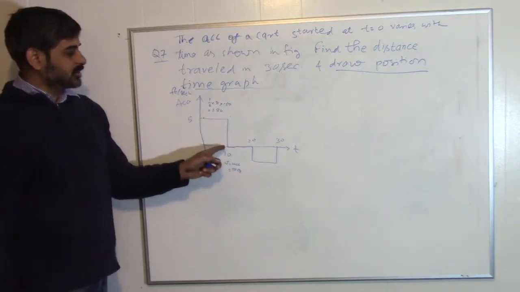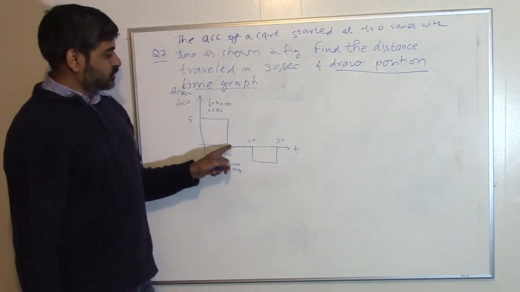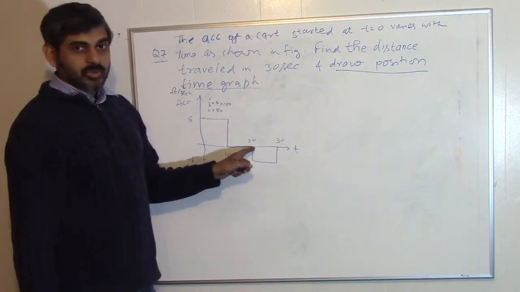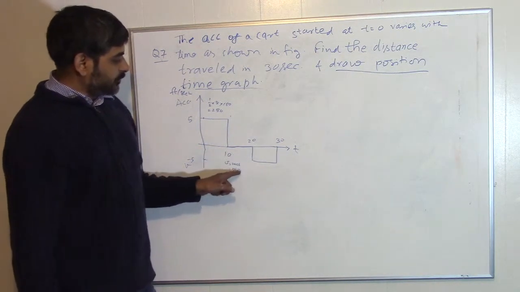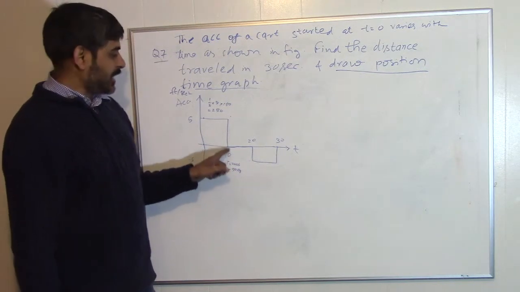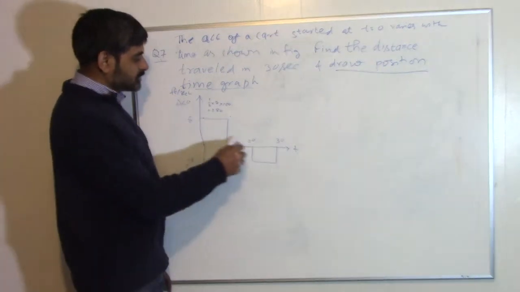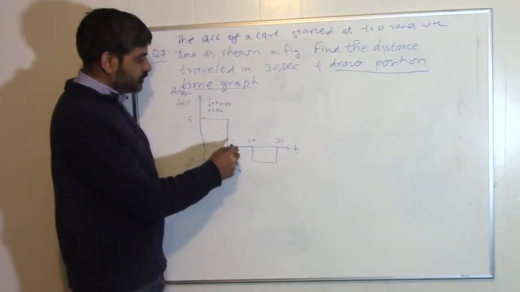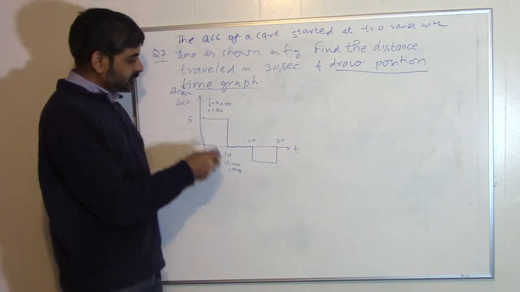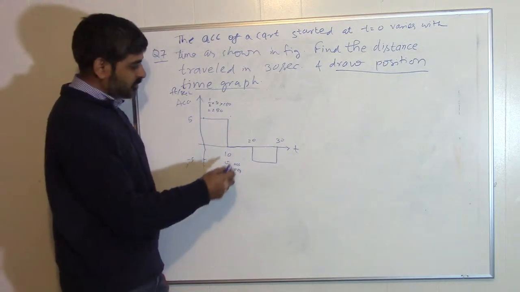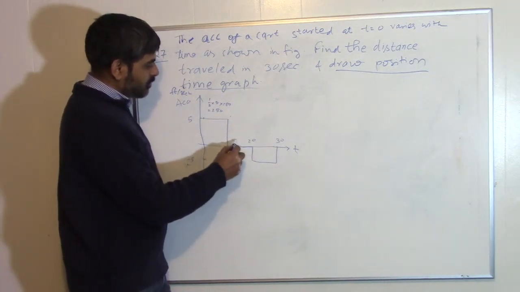Now at this there is no acceleration, so the velocity stays constant at 50 feet per second and it travels for 10 seconds in this duration. So the distance traveled is simply velocity into time, or 50 into 10, or 500 feet.